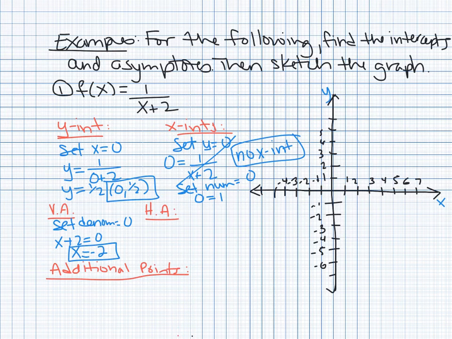So what we're going to do is look at the degree of the numerator, and we're going to look at the degree of the denominator. The numerator is just a constant, which means the degree of the numerator is 0. My denominator, the highest term is x, which means that I have a degree of 1. In this case, you'll notice my degree of the numerator is less than the degree of the denominator, which means that my horizontal asymptote, look at your little rules, is at y equals 0.